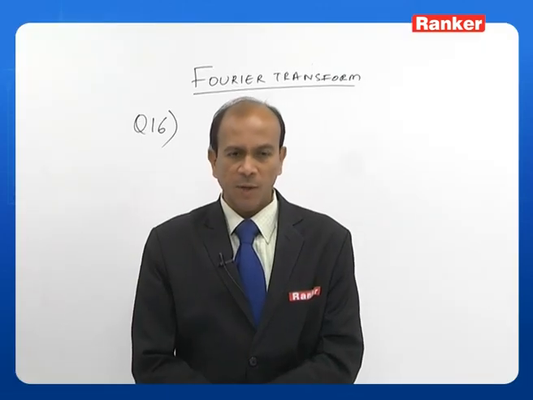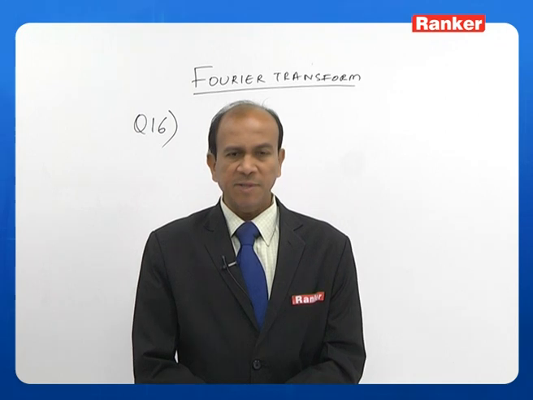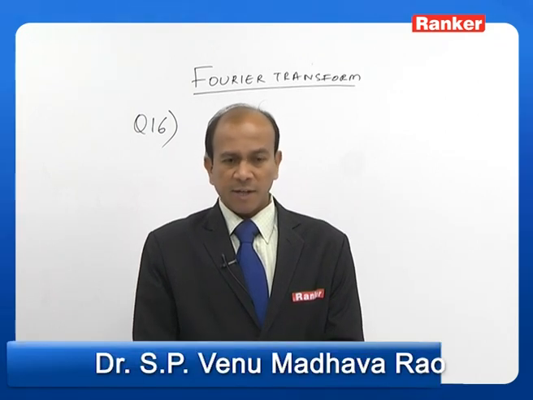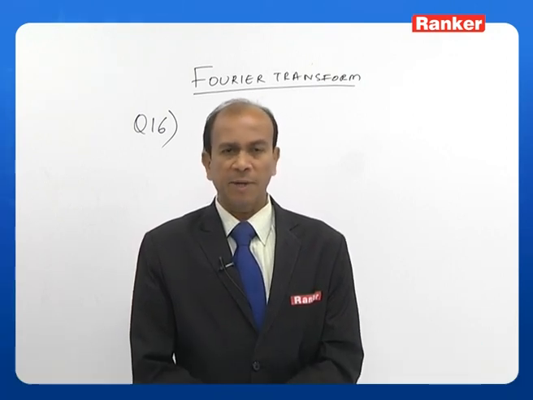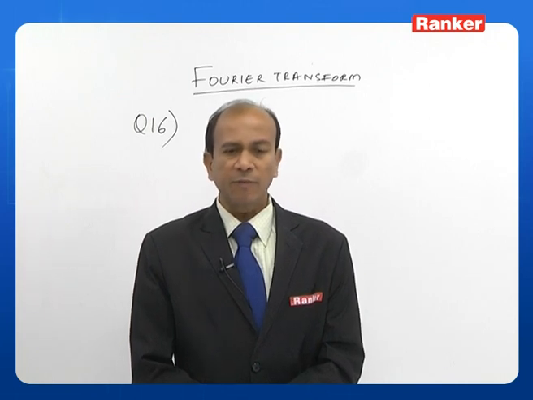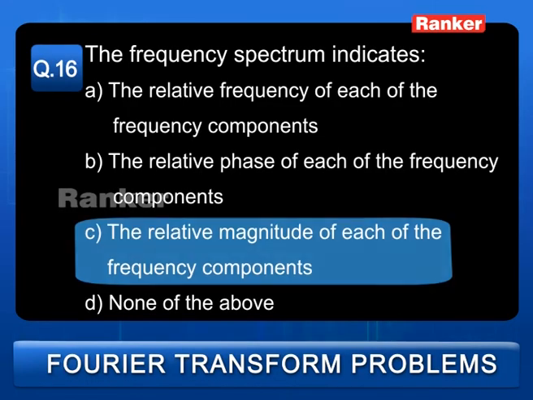The next question is question number 16. The frequency spectrum indicates A. The relative frequency of each of the frequency components, B. The relative phase of each of the frequency components, C. The relative magnitude of each of the frequency components, D. None of the above. The answer is, the frequency spectrum is basically a spectrum which is shown with the help of the magnitude of the frequency component. So, the answer is the relative magnitude of each of the frequency components. So, that is question number 16. The answer is C.